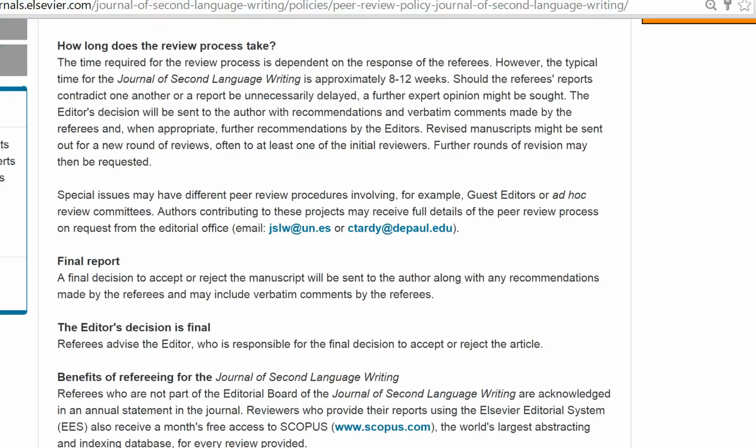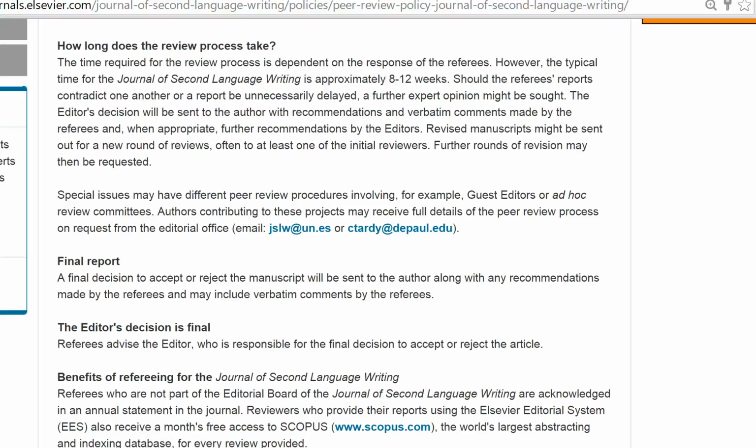Journals nowadays are giving more guidelines about how long it's going to take. This journal says 8 to 12 weeks. If there's a contradiction, or if they ask for 2 reviewers and they're split, they may have to go to a 3rd reviewer, which is going to delay the process. And sometimes, if the reviewer doesn't do their job, they have to start over again.